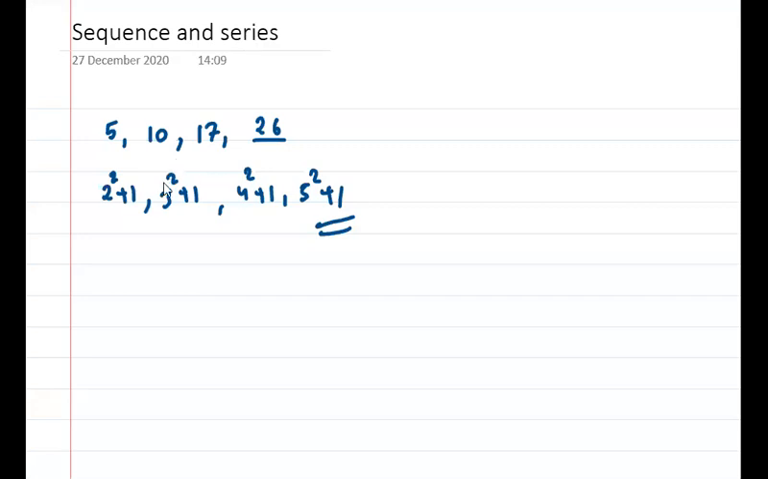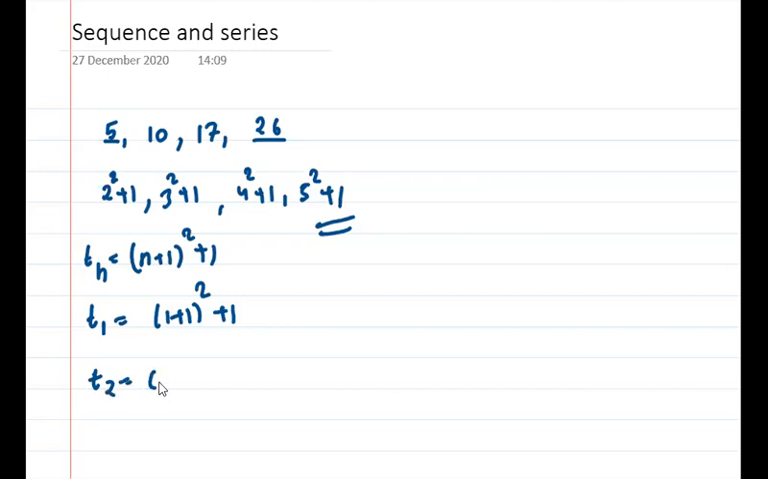Now think about it. Here we got a pattern. This is your first term, so first term T1, I can write as (n plus 1) whole square plus 1, where n is the number of terms. So T1 is 1 plus 1 whole square plus 1, because the first term is 2 square. Second term is 3 square, so T2 is 2 plus 1 square plus 1.